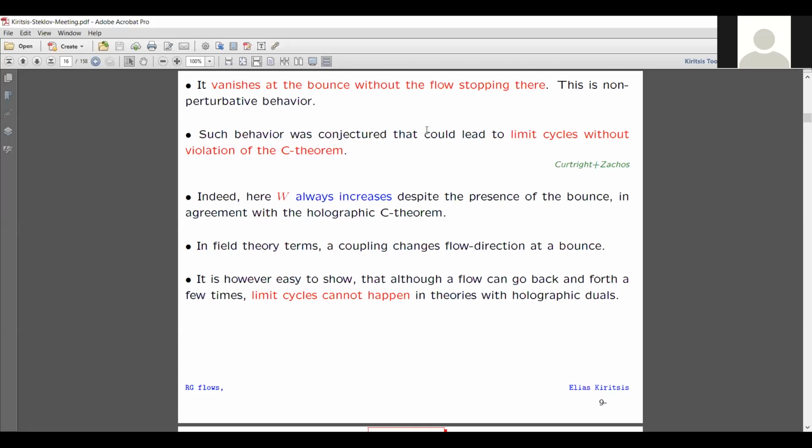And it was precisely such behavior that some time ago was conjectured could lead to limit cycles, although the C theorem is not violated. And indeed, in this case, you can easily check that W always increases despite the presence of the bound, in agreement with the holographic C theorem. In field theory terms, what happens in such a bounce is that the coupling constant along a flow changes direction. That is, it increases and then suddenly turns around and decreases without the flow stopping. Of course, this can never happen in a first order flow. It is also easy to show in this case that although the flow can go back and forth several times, you cannot have limit cycles, in fact, in theories with holographic duals.